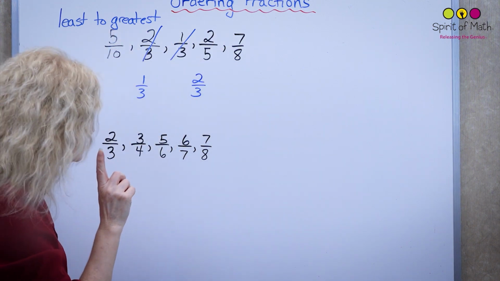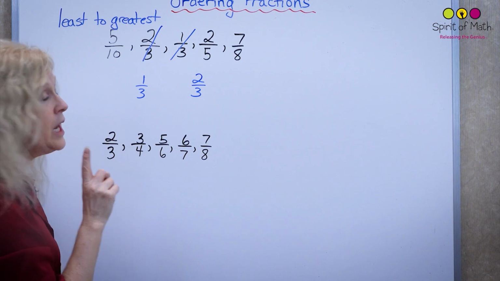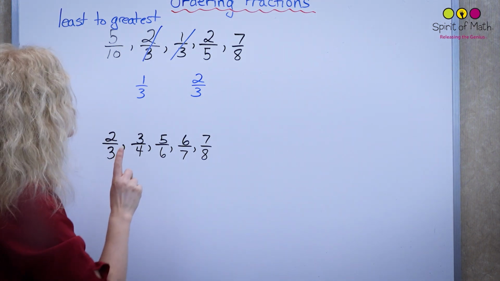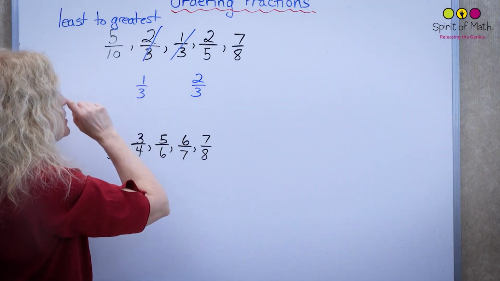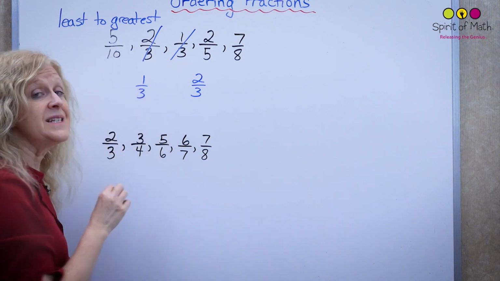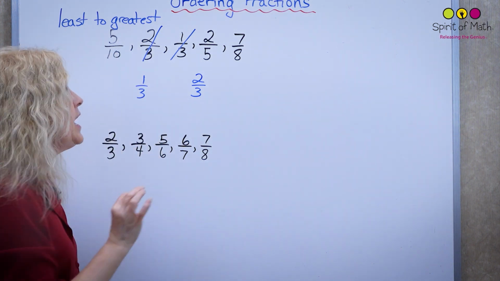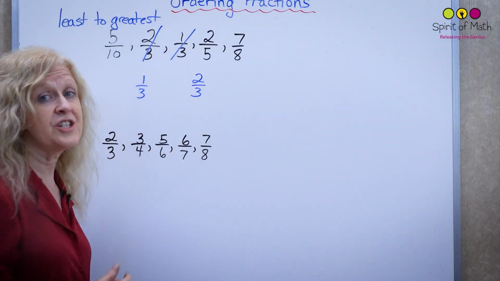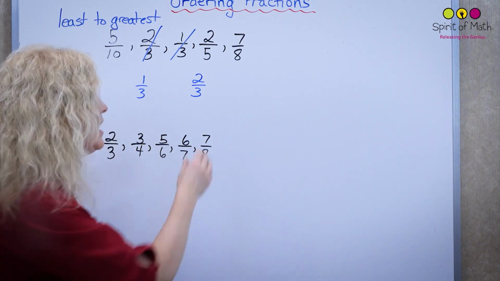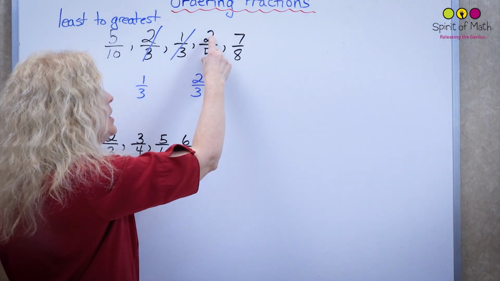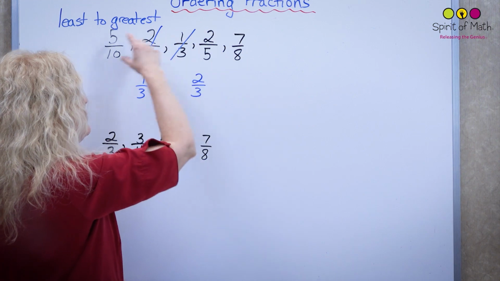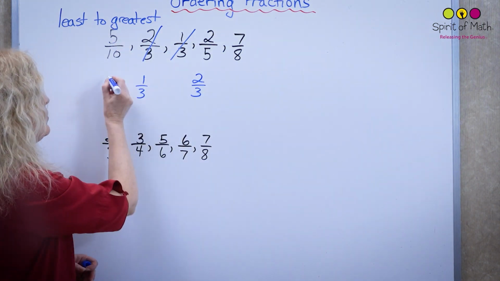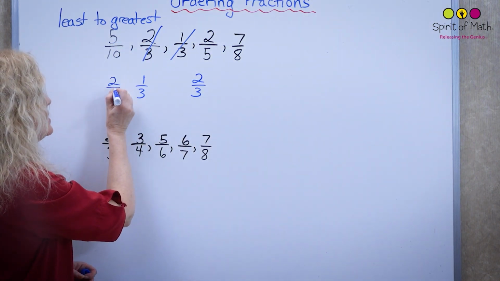Now, I want you to think about one other thing. You know that this is a larger fraction. Now, 5 over 10 is the same as 1/2. And 2/5 is actually less than 1/2 because half of 5 is 2.5. So you could tell that right away. This is going to be smaller. So let's try and put that in here for a second.